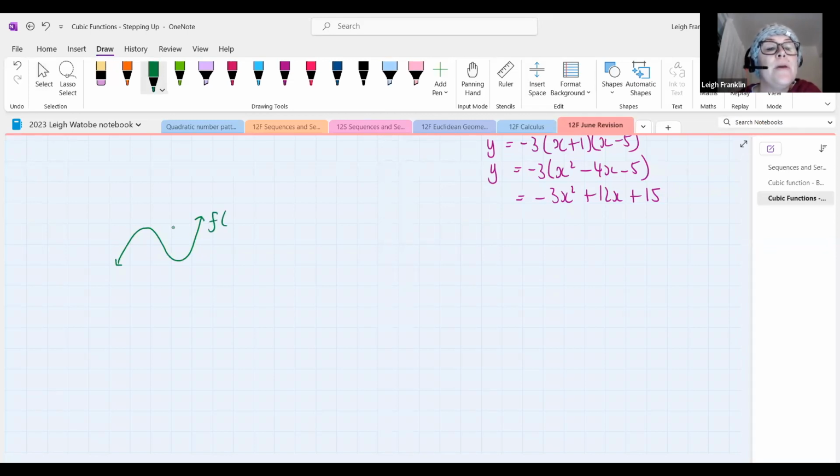So Matrix, when your cubic function is concave down and then concave up, so this would be f of x, your first derivative is going to be a smiley face. Your second derivative is going to be a straight line with a positive gradient.